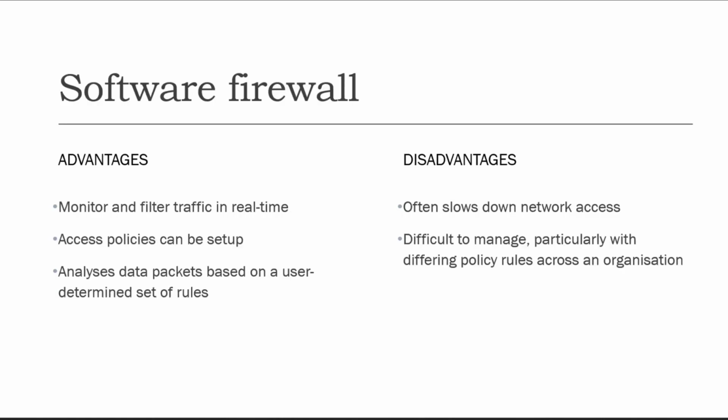So another potential method of network security would be a software firewall, and these allow you to monitor and filter traffic in real time. A network admin can set up access policies, and the firewall analyzes the data packets based on a user determined set of rules. So the admin can choose whatever they want to let through the firewall. The disadvantages, though, are that network access is often slowed down, and it can be difficult to manage and expand, particularly with differing policy rules across a network and across an organization.